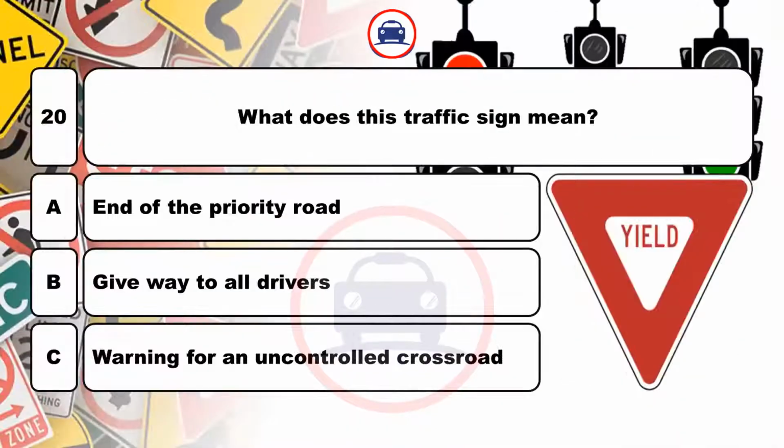What does this traffic sign mean? A. End of the priority road. B. Give way to all drivers. C. Warning for an uncontrolled crossroad. Correct answer B. Give way to all drivers.